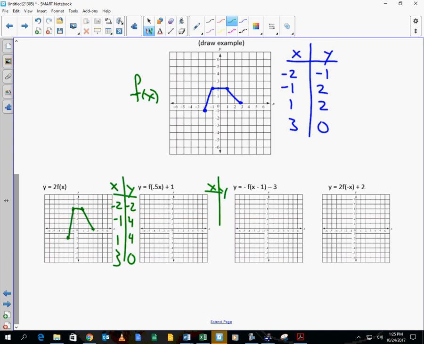Now let's describe, what does a 0.5 on the inside do? Well, it's going to be opposite. What's the reciprocal of 0.5? 2. So is this going to be a stretch horizontally or a shrink? Stretch by a factor of 2. Got that? So what do you think I do to the x values? Multiplying by 2.